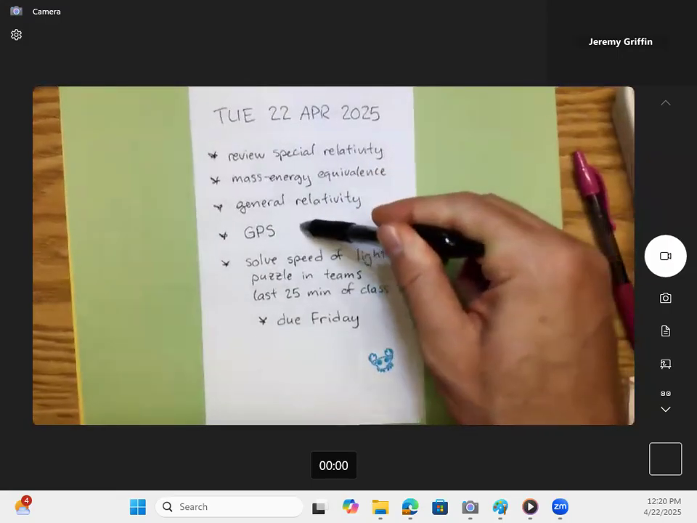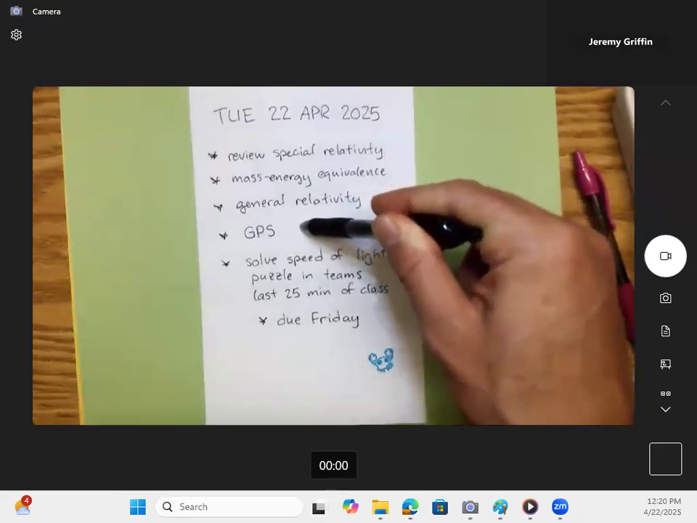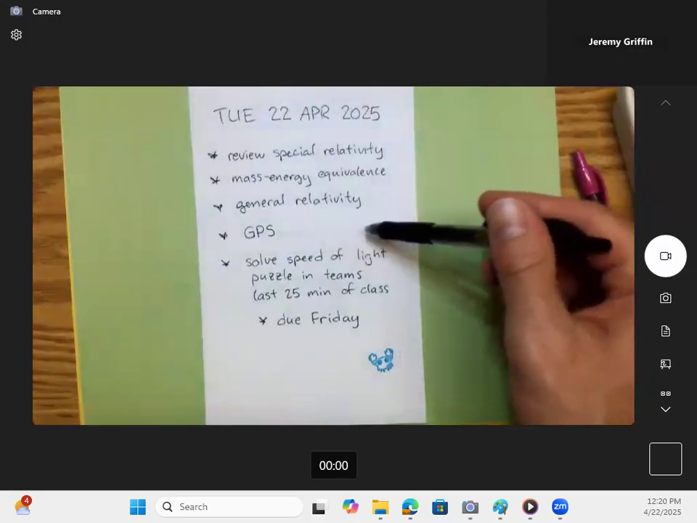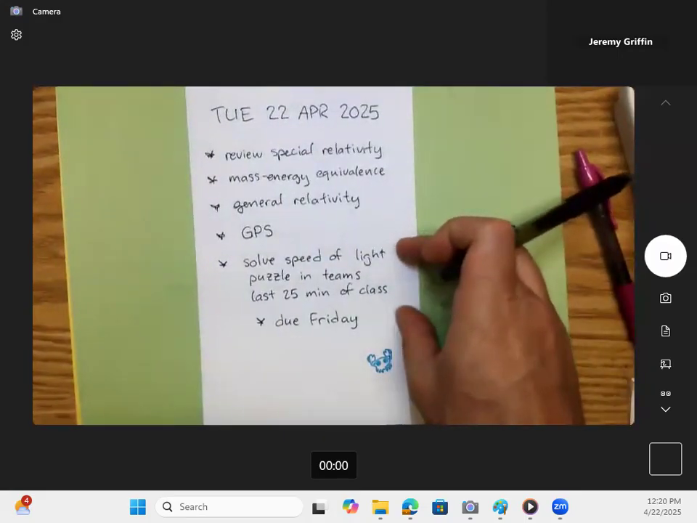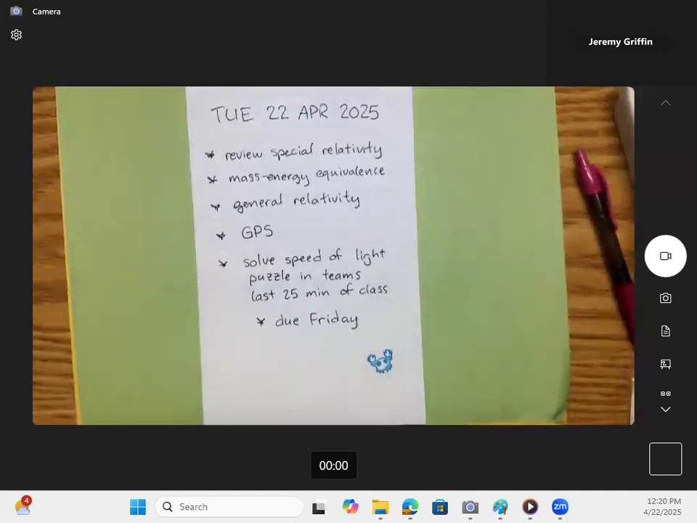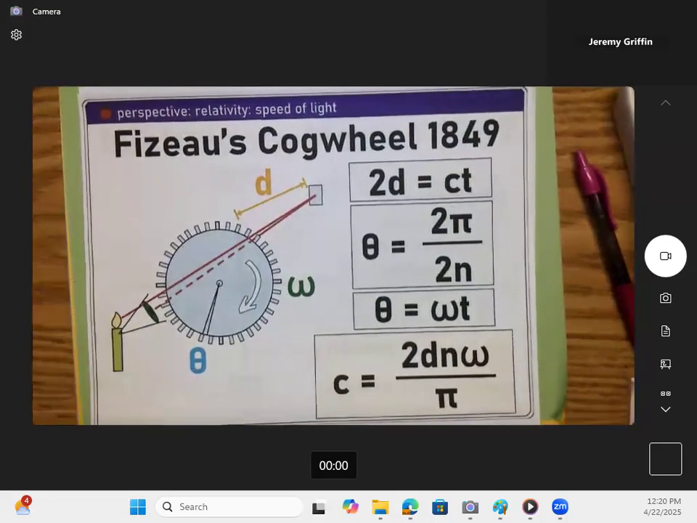Global Positioning System, GPS. You guys use your phone to navigate around town. That only works, or at least we only understand why it works, using the theory of relativity. So, I've got a video for you guys on that. And then about the last half of class, about the last 25 minutes or so, I have some puzzles for you guys, so we're working towards that. Be there later today.